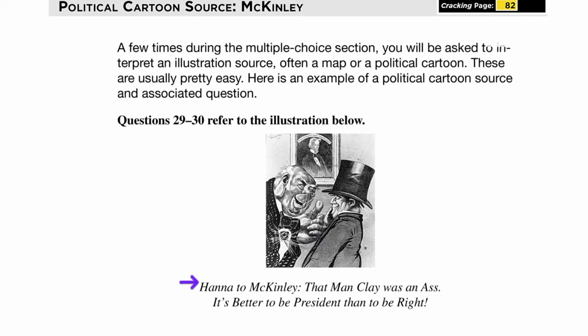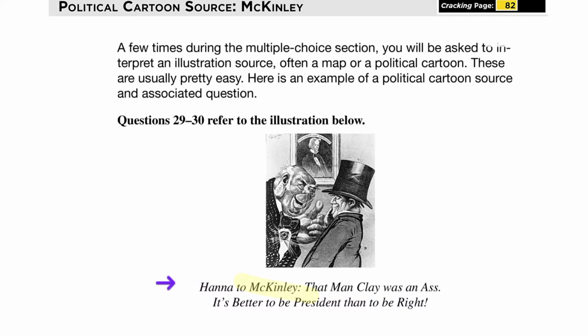And what does our caption say? It says, Hannah to McKinley. "That man Clay was an ass. It's better to be president than to be right." Now, you might notice the name McKinley, right? We're talking about President McKinley. But even if you've never heard of this Hannah character, that's okay.